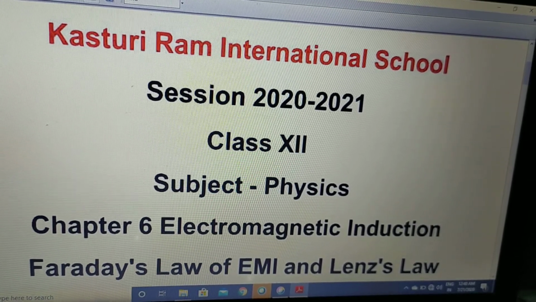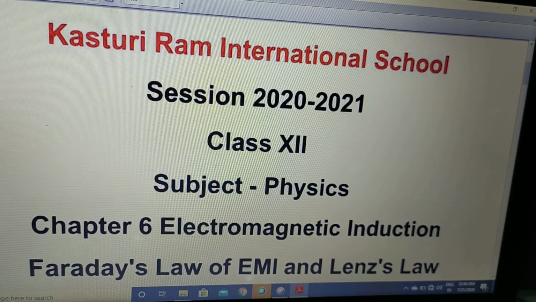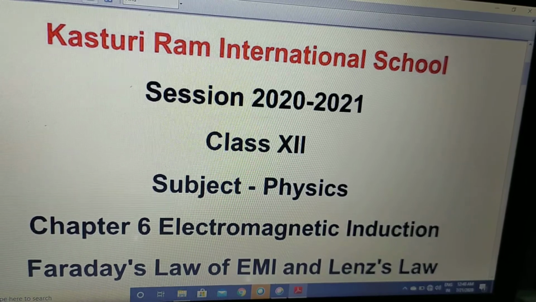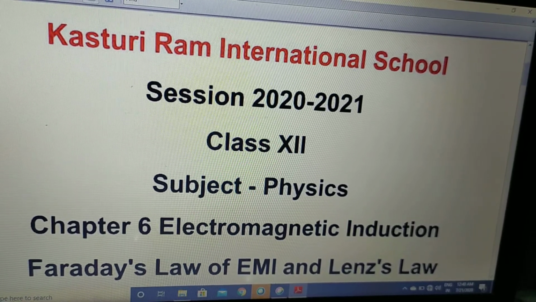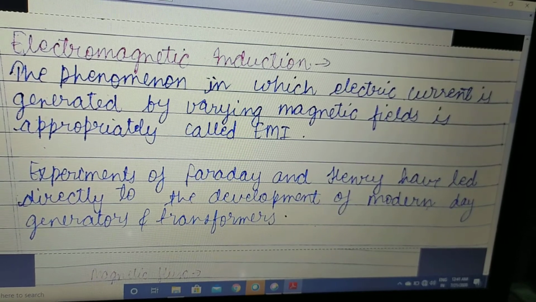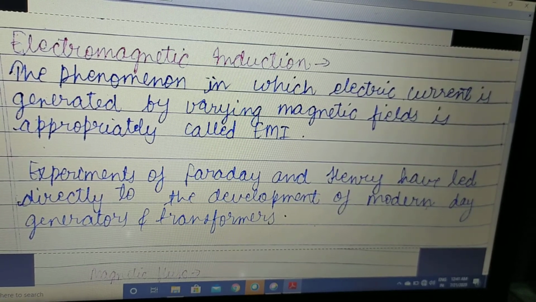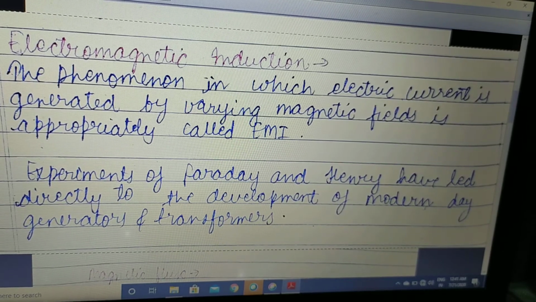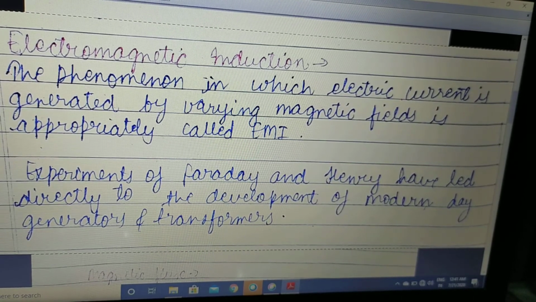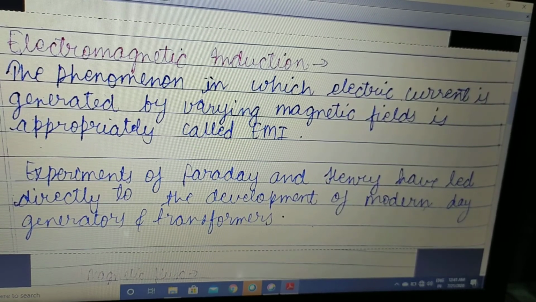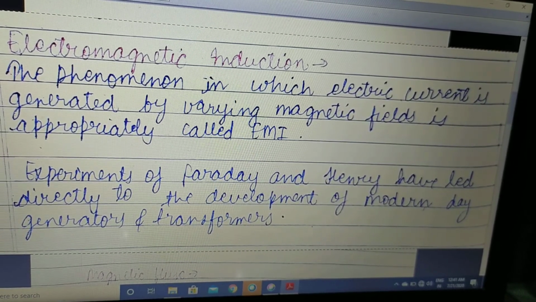And basically, in this chapter, we will be discussing the two basic laws, which are Faraday's laws of electromagnetic induction and Lenz's law. So, first of all, let us discuss what is electromagnetic induction. Electromagnetic induction is the phenomenon in which electric current is generated by varying magnetic fields.